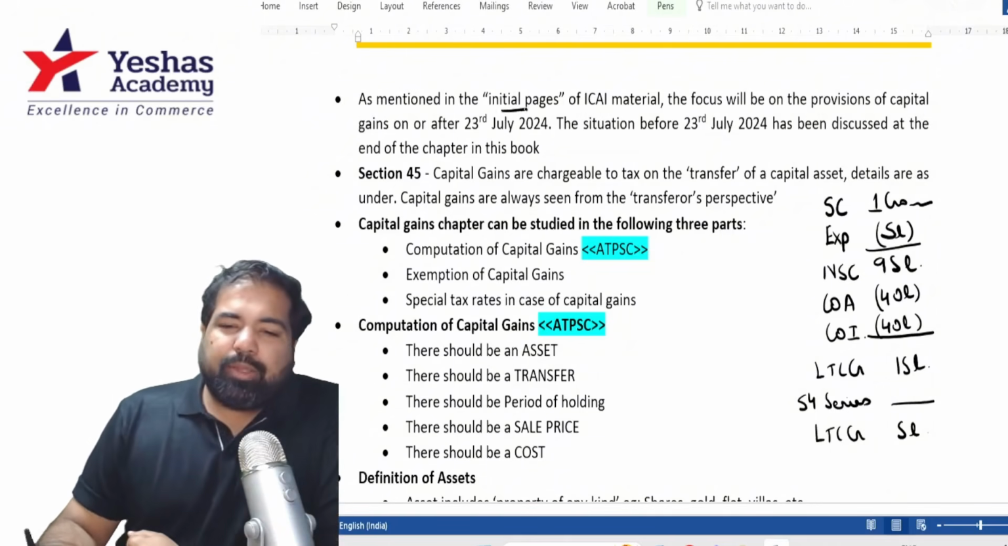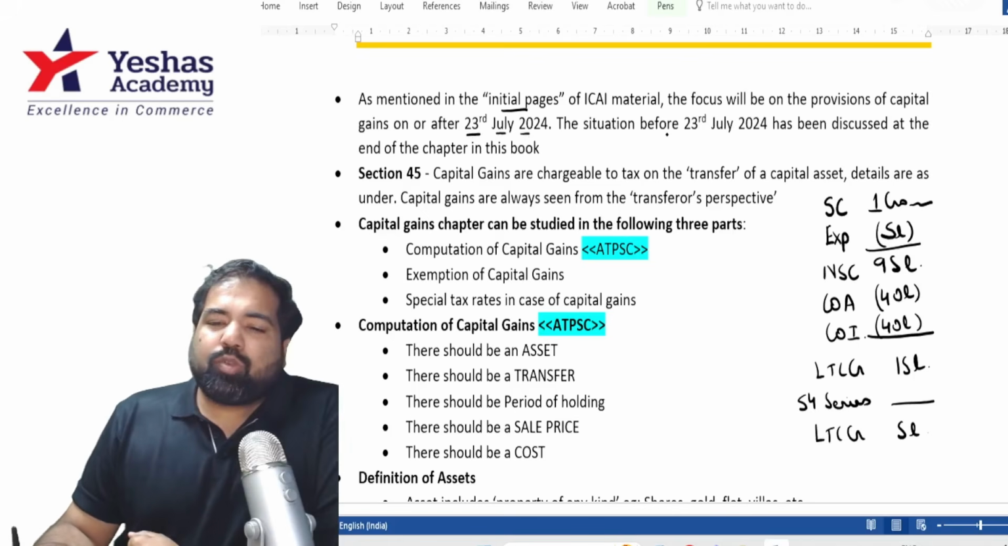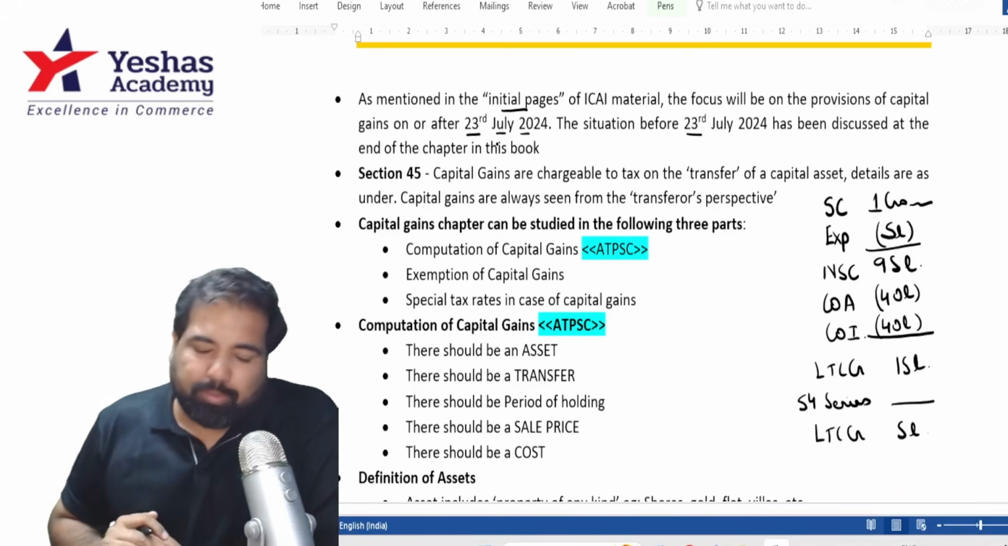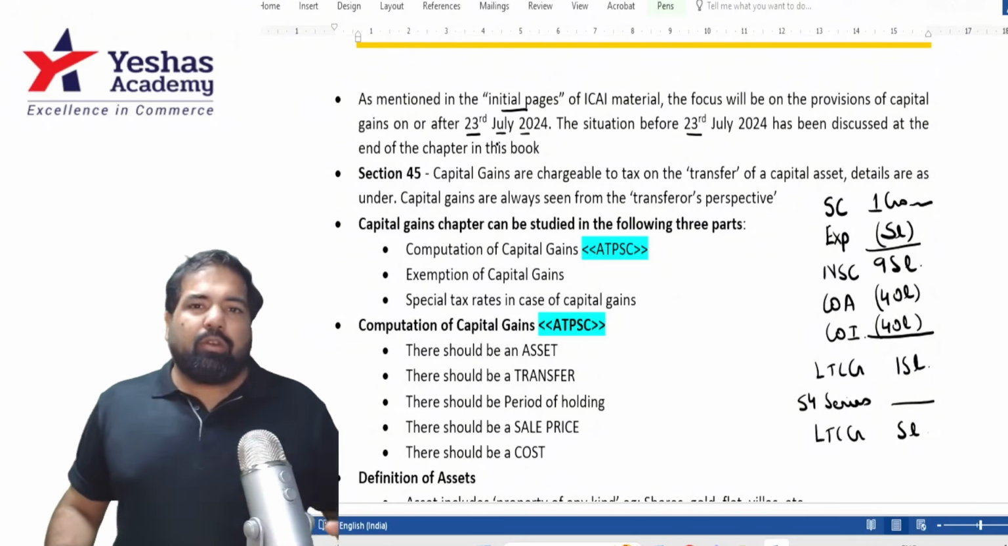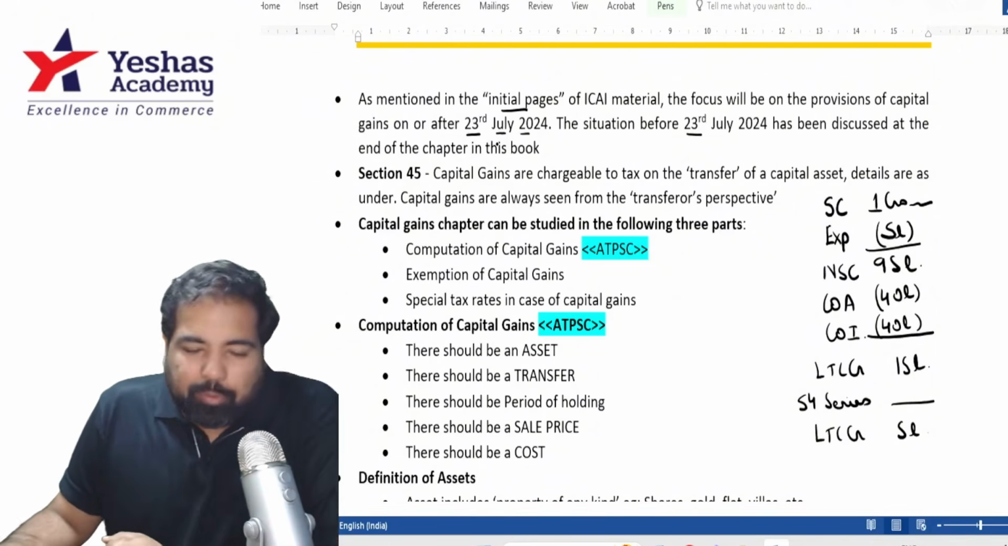As mentioned in the initial pages, the focus will be on transactions on or after 23rd July 2024. The situation before 23rd July has been discussed at the end of this chapter in this book. Anyways, I've discussed the chapter before also, the situations, but now we are looking at those situations which are on or after 23rd July 2024.